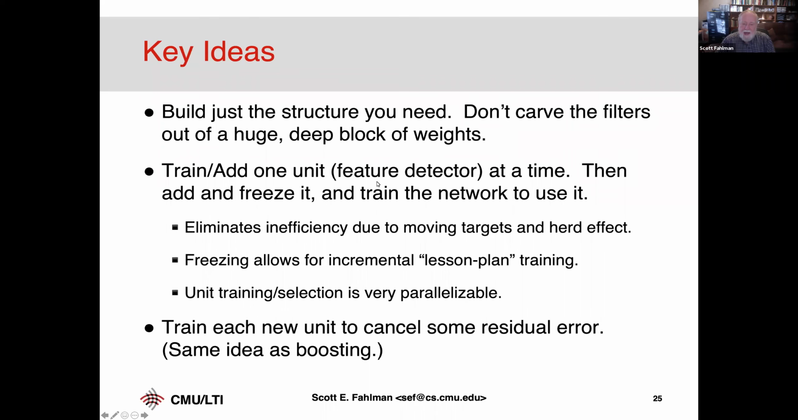Key ideas: train and add one unit feature detector at a time. Then you add it and freeze it. It eliminates the inefficiency due to moving targets and the herd effect. While you're training these candidate units, nothing else is moving. They're not looking at each other. The network is fixed. So nothing's moving. They can go right to the answer and nail a piece of it. And there's no herd effect. There's no moving targets. You're training one thing at a time.